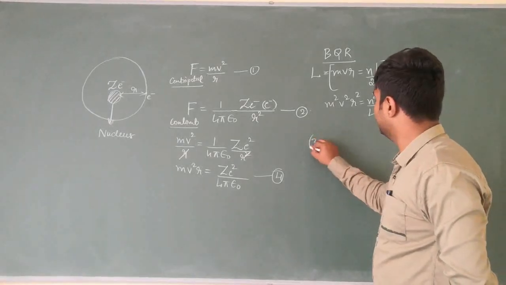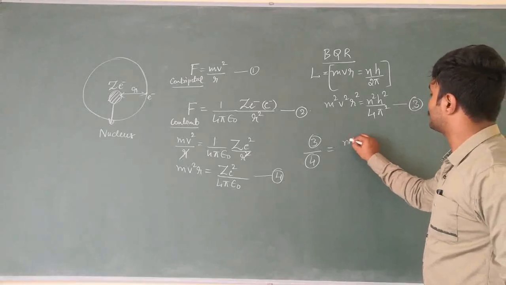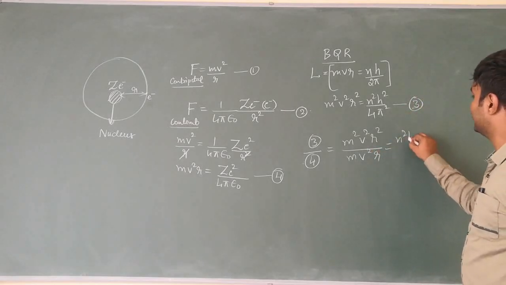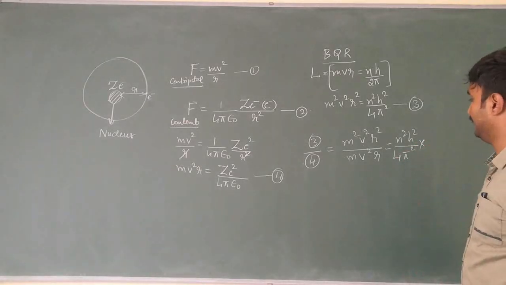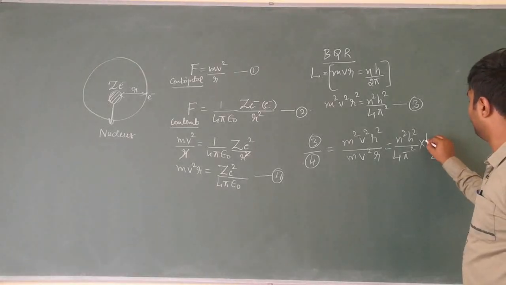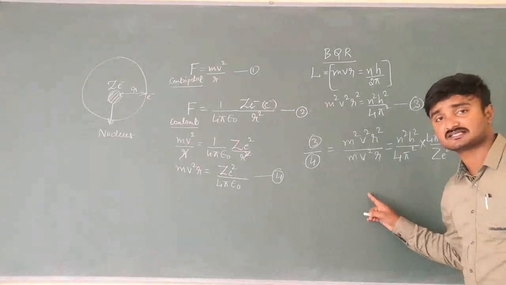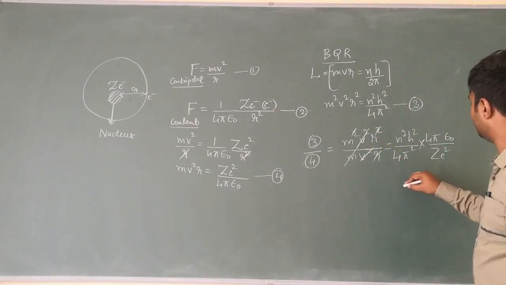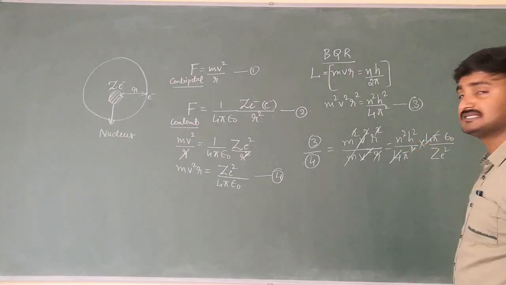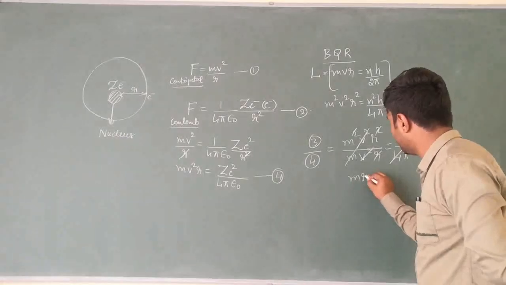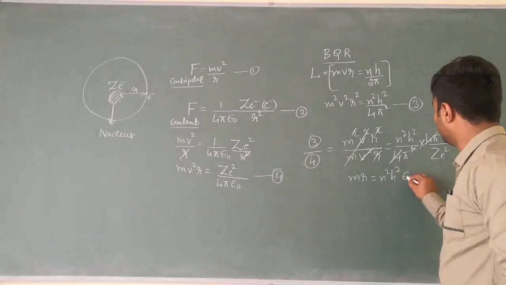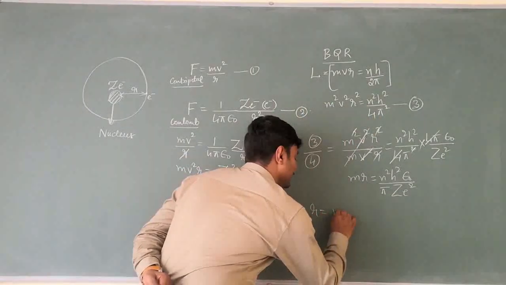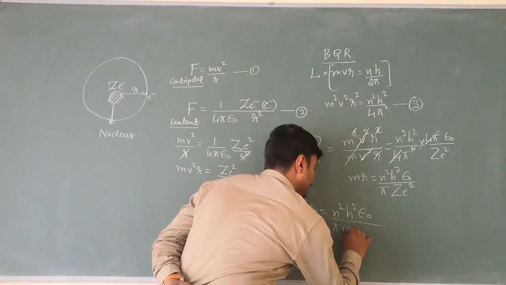Now, equation 3 divided by equation 4 will get us m square v square r square divided by m v square r is equal to n square h square divided by 4 pi square multiplied by 4 pi epsilon naught divided by z e square. Now, let us simplify this expression. M cancels, v square cancels, r and r square cancel, and 4 and pi square also cancel. What remains is m and r, which is equal to n square h square epsilon naught divided by pi z e square. So the final expression is r is equal to n square h square epsilon naught divided by pi m z e square.